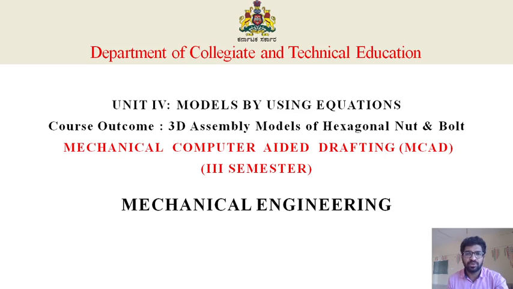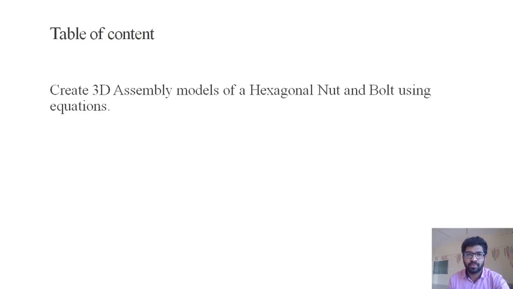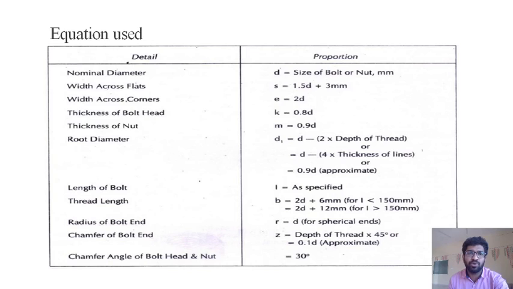Welcome to session 1 of Unit 4, Models by using equations, which covers the course outcomes: 3D assembly models of hexagonal nut and bolt. So table of content: create 3D assembly models of hexagonal nut and bolt using equations. So using equations we will create the assembly model of hexagonal nut and bolt. So these are the equations used.